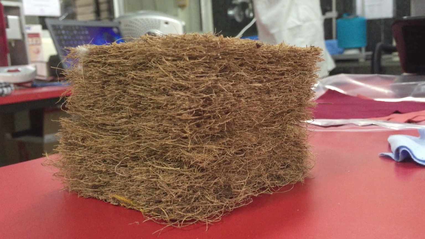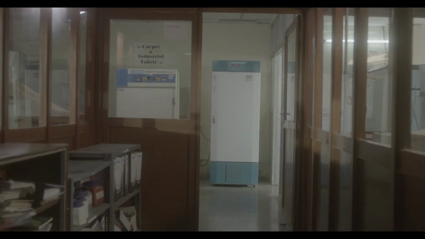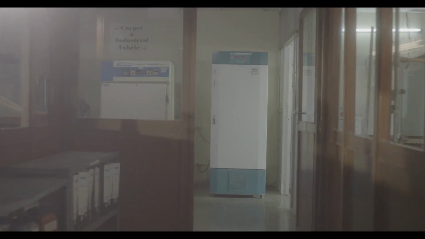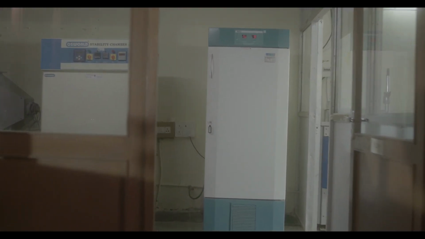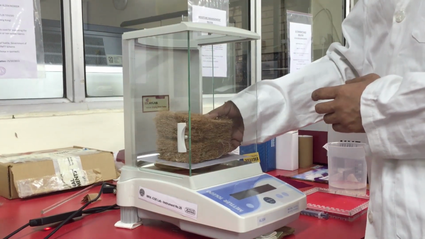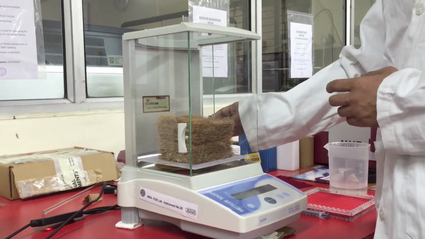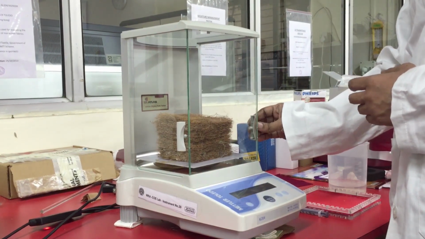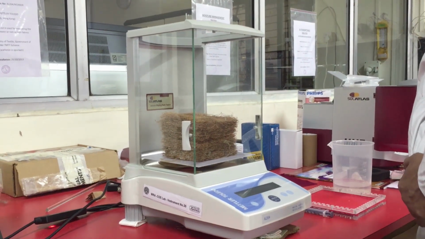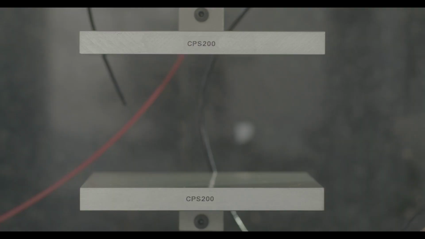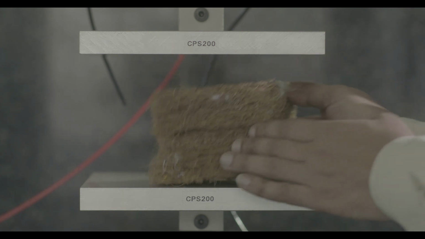Cut the required number of test specimens, each measuring 100 mm by 100 mm, leaving a space of 25 mm from the edges of the whole piece. Condition all specimens in the standard atmosphere of 27 ± 2 degrees centigrade and 65 ± 2% RH. Then measure the weight in grams of the conditioned specimen to be tested. Place the specimen on the lower compression plate.